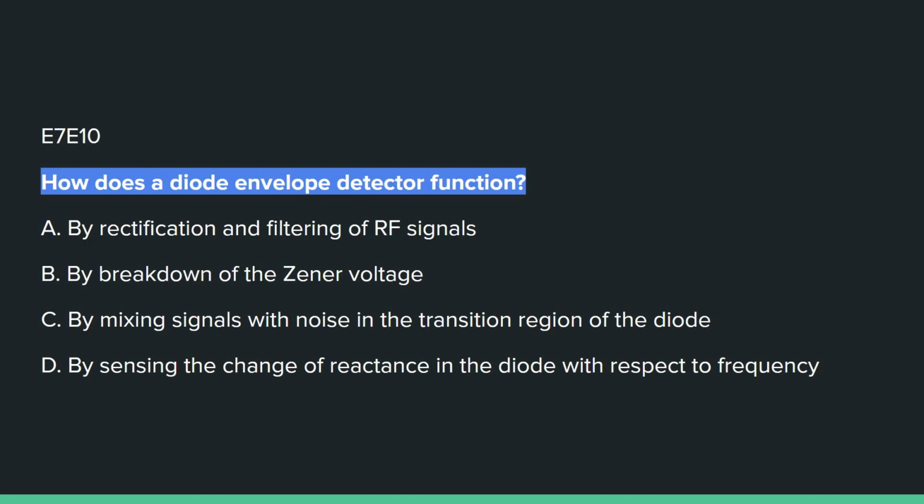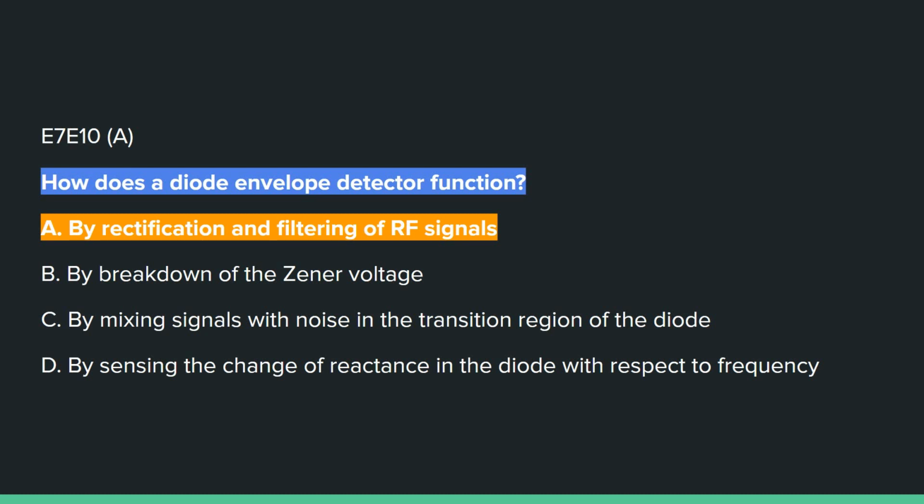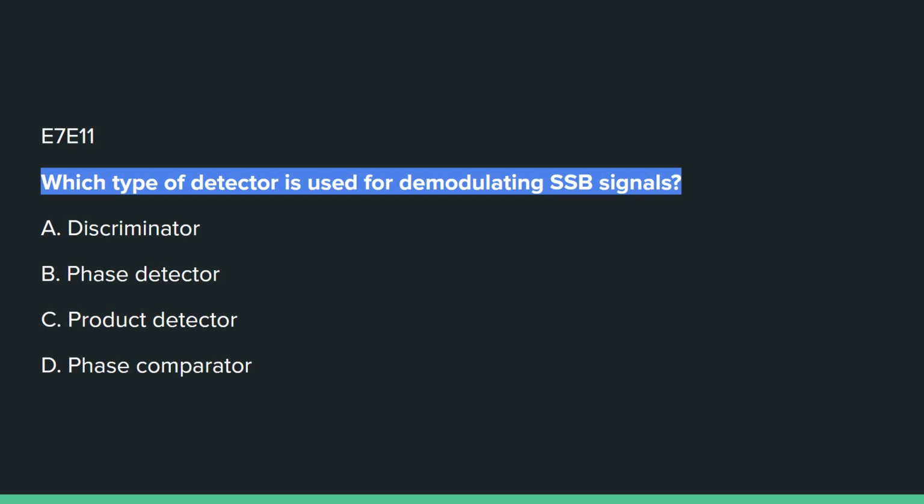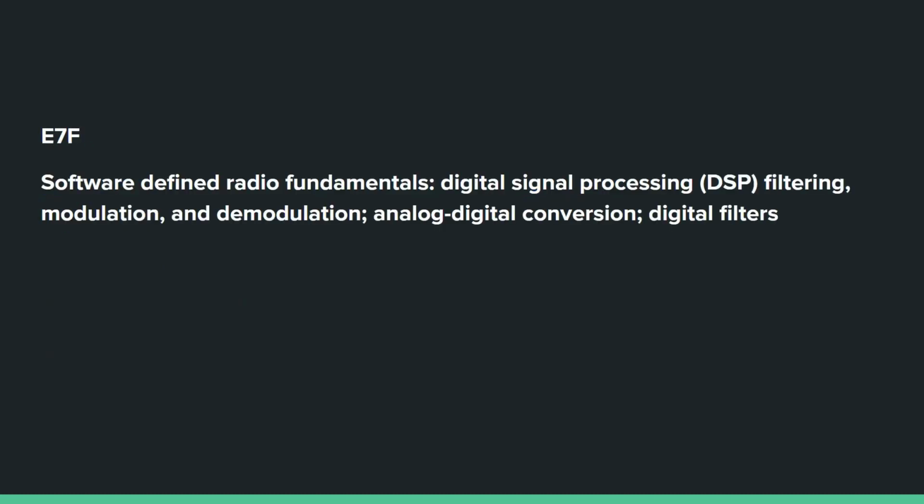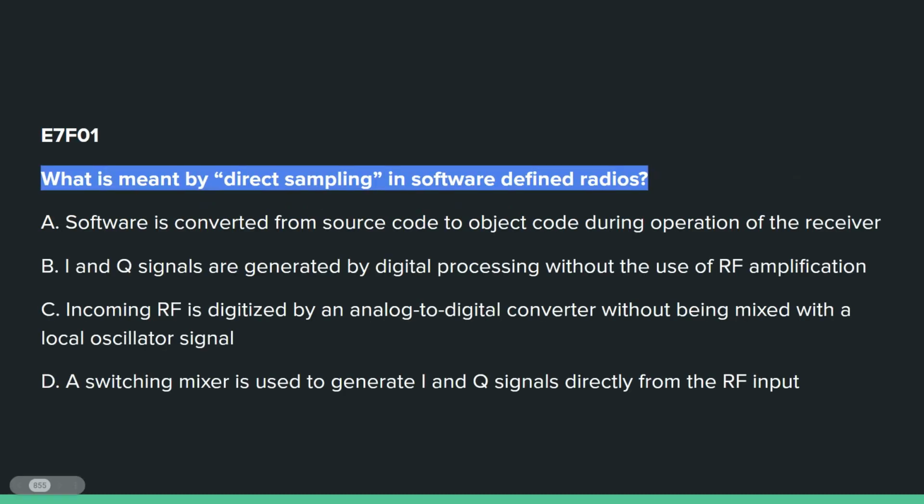E7E10, how does a diode envelope detector function? A. By rectification and filtering of RF signals. E7E11, which type of detector is used for demodulating SSB signals? C. Signal or product detector. E7F, software-defined radio fundamentals, digital signal processing, filtering, modulation and demodulation, analog digital conversion, and digital filters.